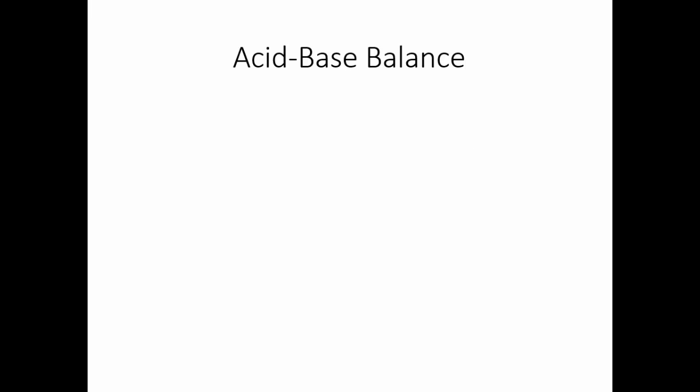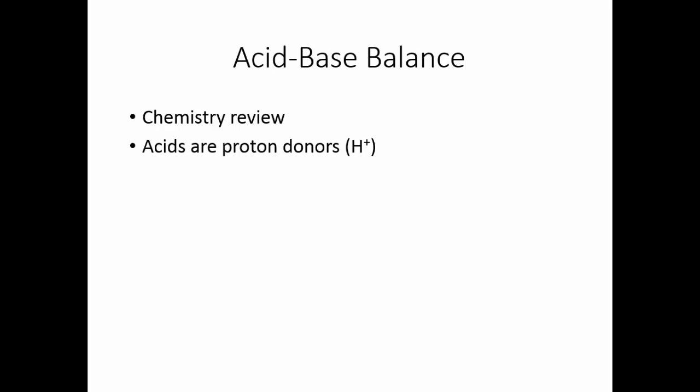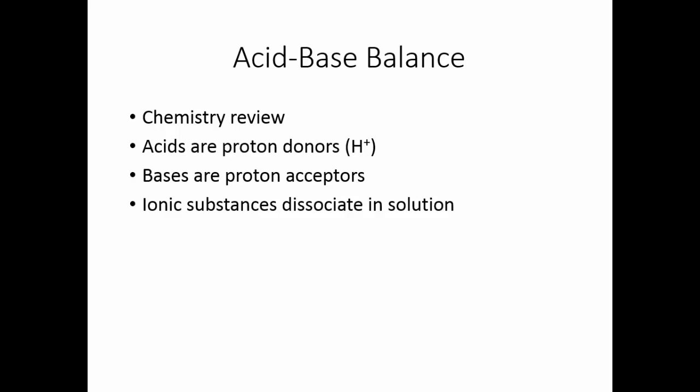Before we start talking about acid-base balance, let's have a quick chemistry review. You'll remember that acids are proton donors and protons are hydrogen ions. Bases are proton acceptors. They can pick up hydrogen ions. Acids and bases, like salts, are ionic substances, so they dissociate in solution. Things that are strong acids dissociate completely. That is, they totally unglue. All of their hydrogens go into solution and all of their anions go in solution.